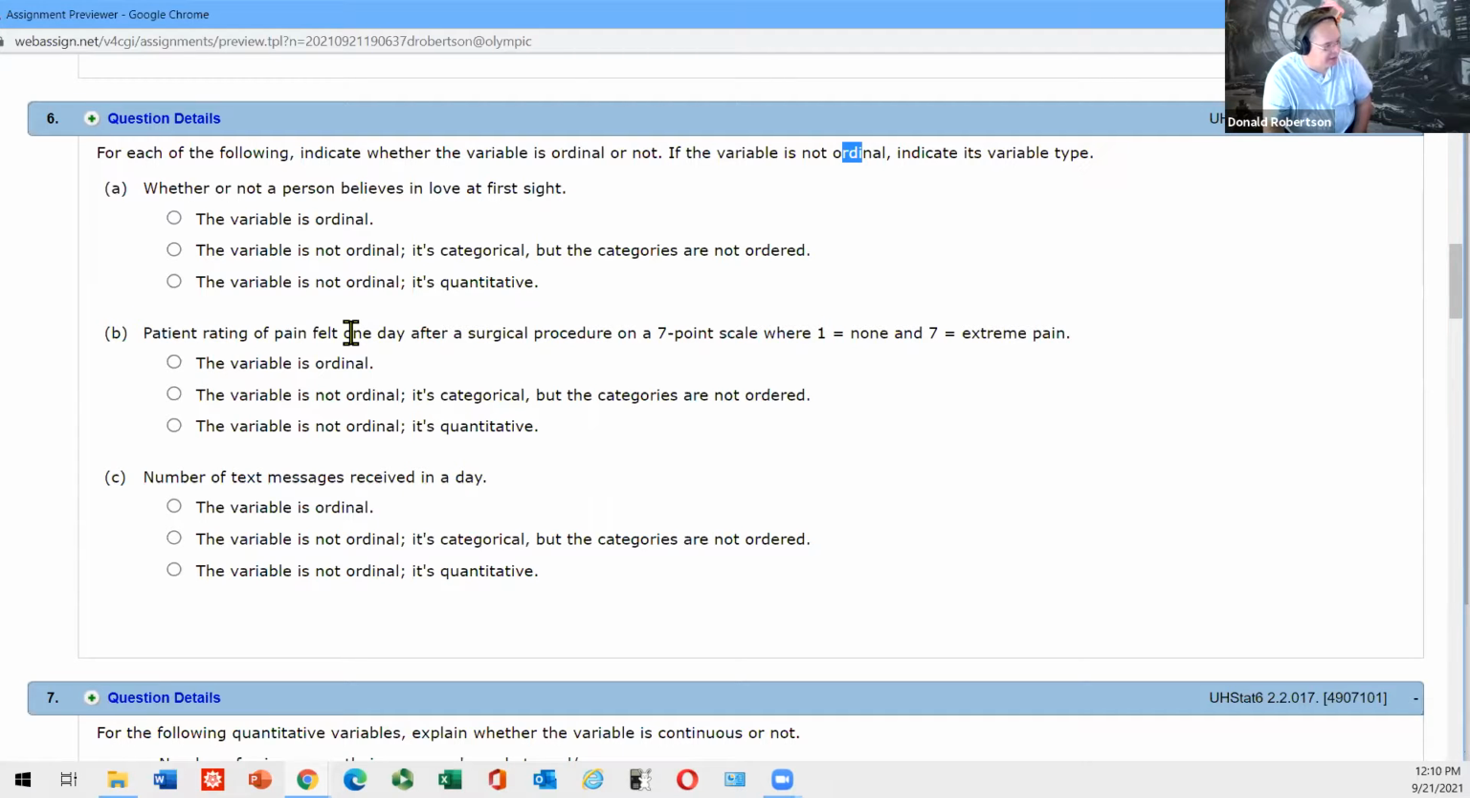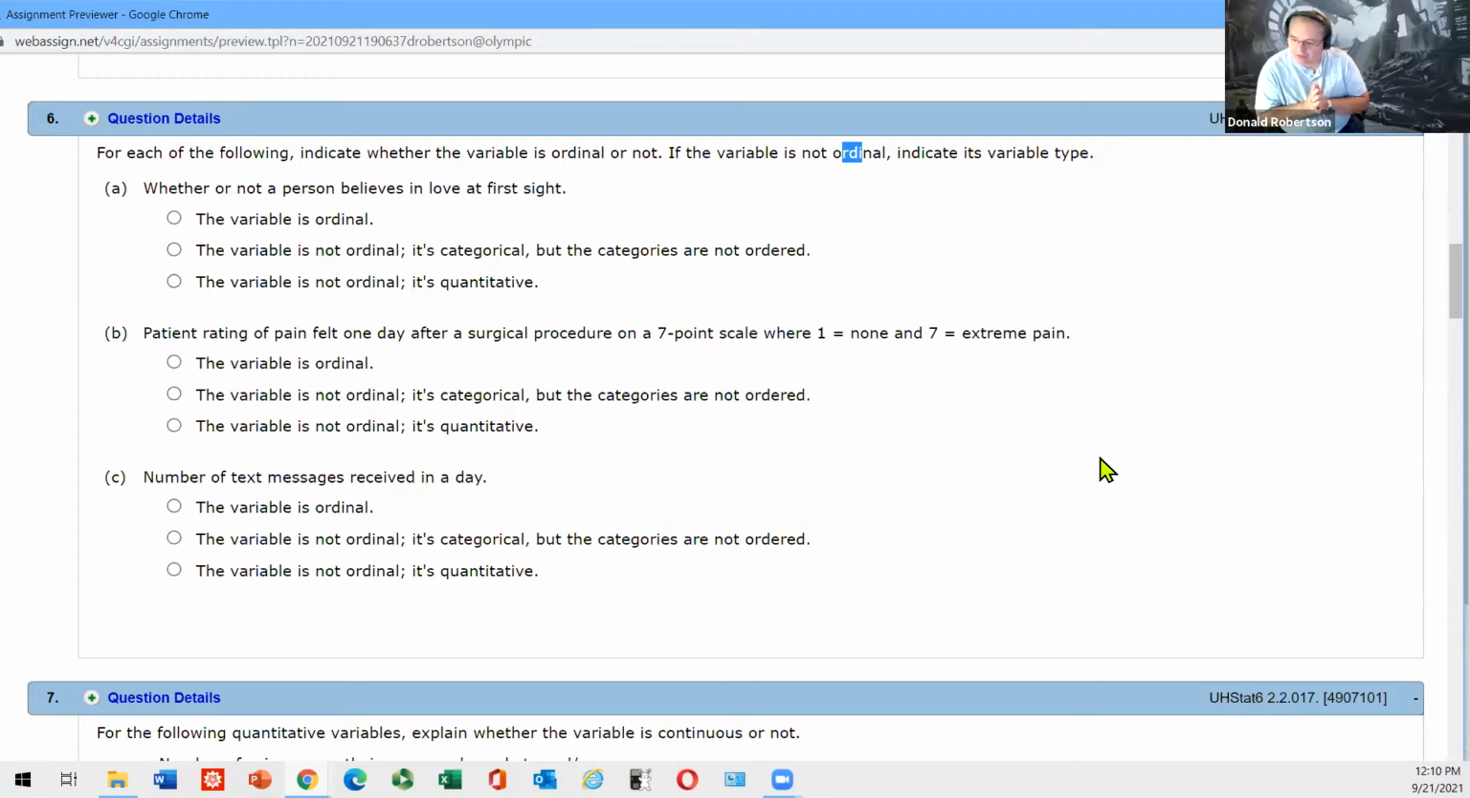Patient rating of pain felt on a day after a surgical procedure, and it's on a 7-point scale, where 1 is, I can't feel any pain. Can you imagine? 2, 3, 4, 5, and 7, please let me die, I guess, extreme pain. Right? So that is what kind of data? Be careful here. It's almost like a trick question. Is it ordinal? I want to say it's ordinal. It's not ordinal. But, oh, yeah. Stick with your first thought.